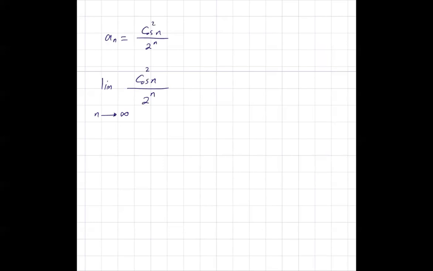What are we going to do? We're going to apply the method of the squeeze theorem, or sandwich theorem. Squeeze theorem especially works when you have sine and cosine functions. So since I see cosine squared of n, I know that it's good to use the squeeze theorem.